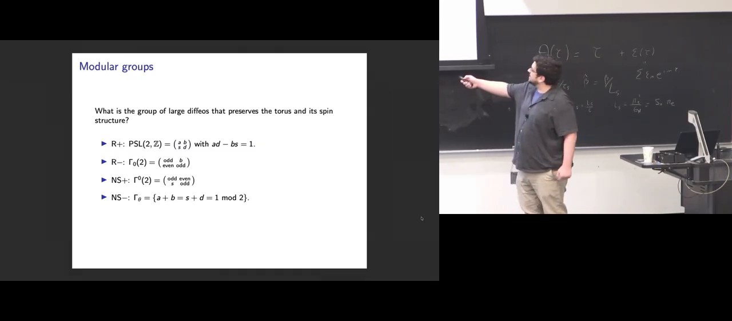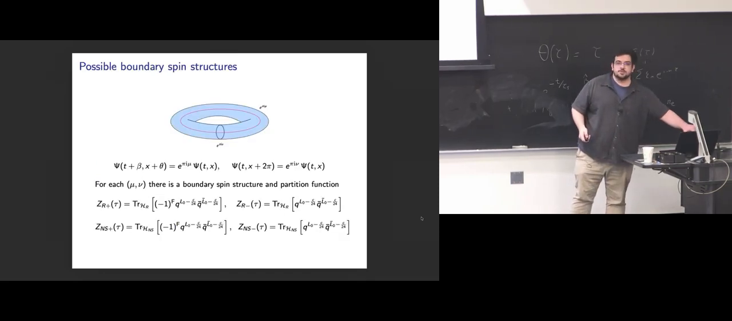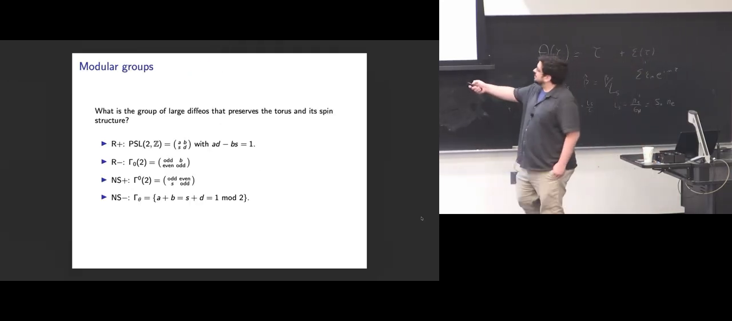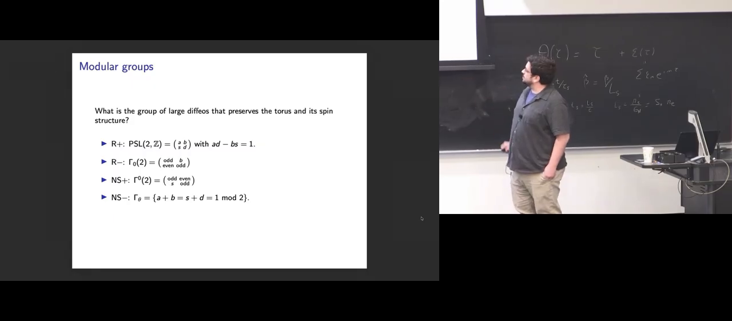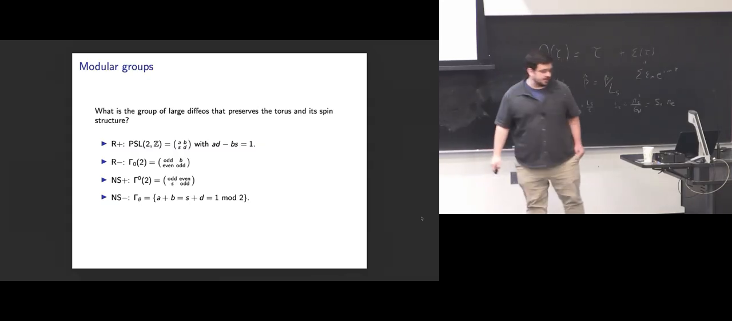One way to see it is that you can take the large diffeo parameterized by an SL(2,Z) matrix and multiply that matrix by the vector (mu, nu). If the vector (mu, nu) is preserved mod 2 by the multiplication of the matrix, then the spin structure is preserved. Okay, for R-, this would be the Ramond Hilbert space without the (-1)^F. These are the constraints that we have. This is the name of the subgroups of the modular group. And the same for NS plus and NS minus. So NS plus would be the NS Hilbert space with the (-1)^F, and NS minus would be the NS Hilbert space without the (-1)^F.